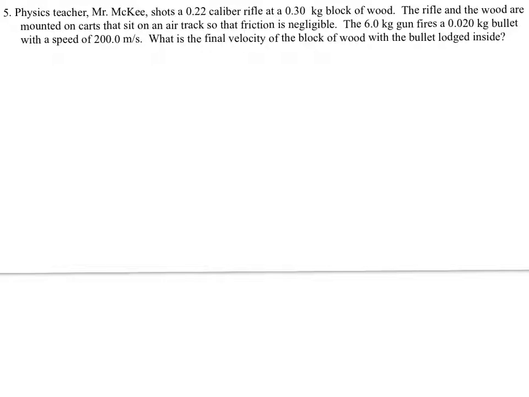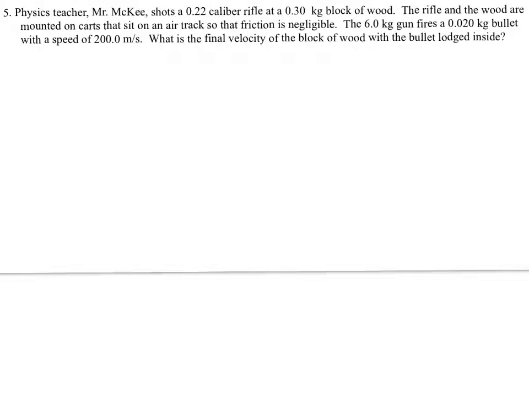This means that any force pushing on them is going to let them flow pretty freely, all right? So outside forces are pretty negligible, and we don't have to worry about external forces too much. Anyways, you've got a 6 kilogram gun that fires a .02 kilogram bullet with a speed of 200 meters per second. We want to know what the final velocity of the block of wood is with the bullet lodged inside.